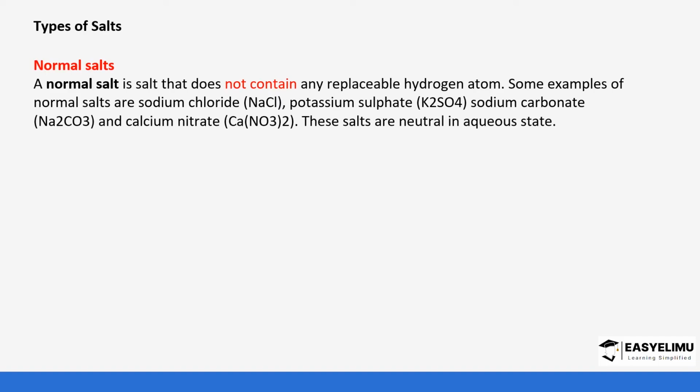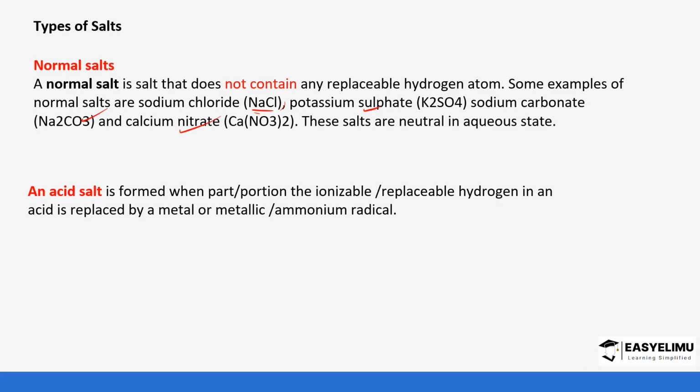We have first normal salts. Normal salts are salts that don't contain any replaceable hydrogen atom in them. Some of the examples are sodium chloride. You can see this is sodium that has reacted with hydrochloric acid and has replaced the hydrogen fully. So the salt that is formed is referred to as sodium chloride. This is just a normal salt with no hydrogen atom. We have potassium sulfate, potassium carbonate, calcium nitrate, and the rest. They're usually neutral in aqueous state.